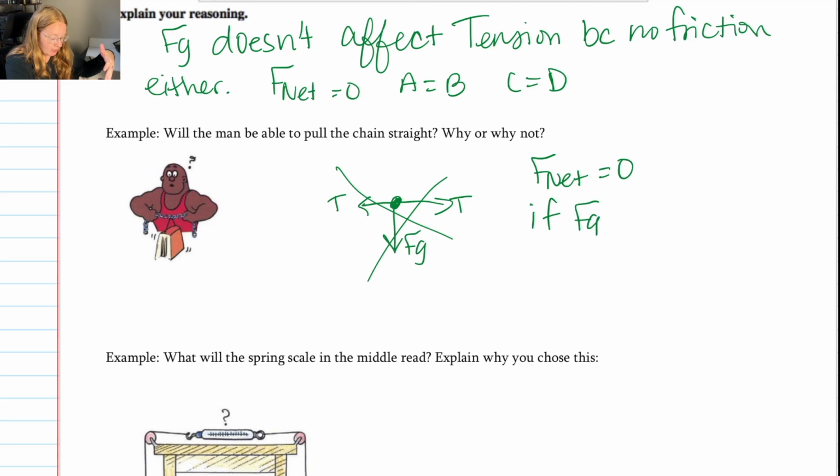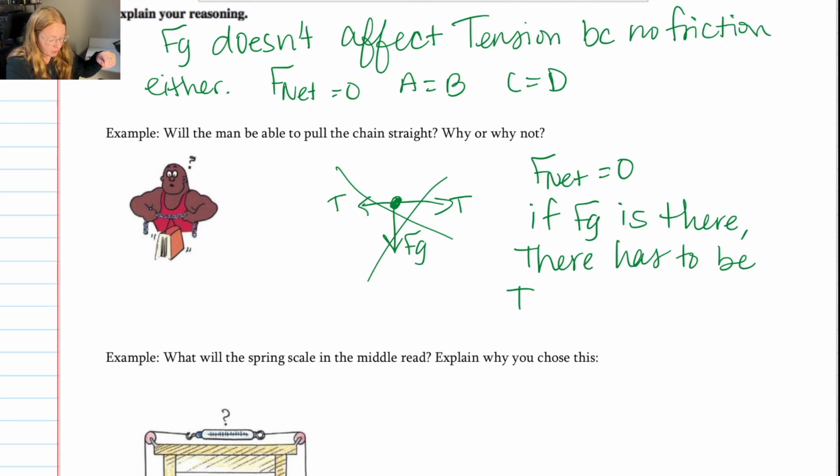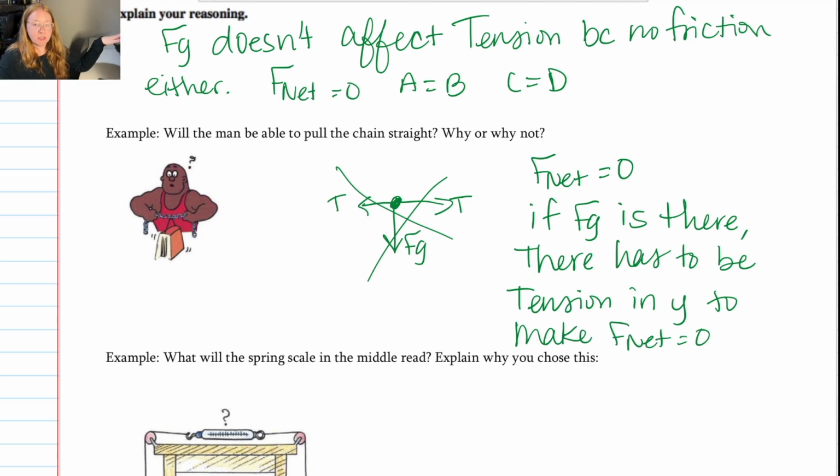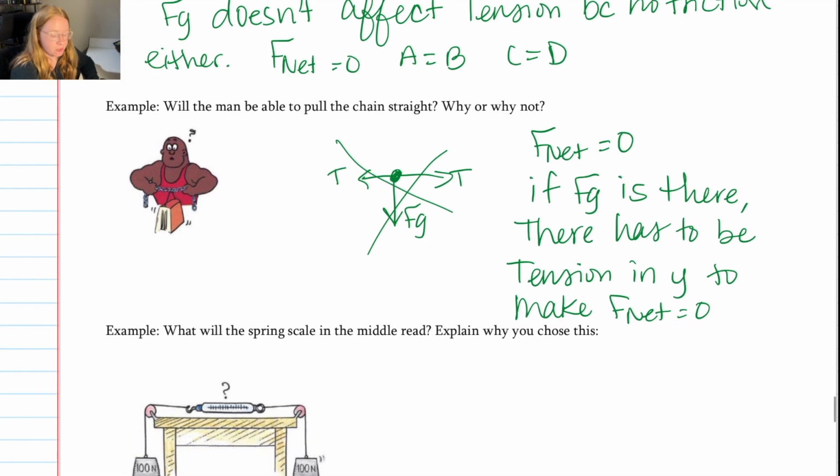If there's a force of gravity, then there has to be a vertical tension to cancel that out. So if FG is there, there has to be tension in the Y to make F net equal 0. So having those chains fully horizontal does nothing to counteract gravity, and then that would imply that the object is falling, but he should be holding the chains. So those two things contradict each other.